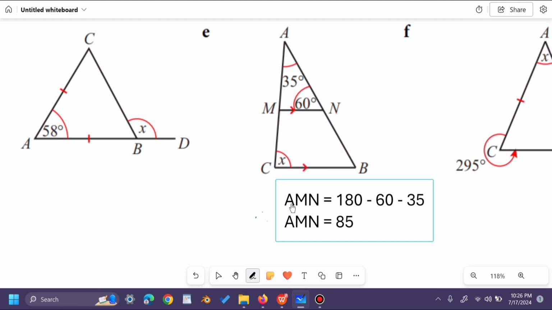Let's just write it down. This is 85 degrees. If this is 85 degrees, that means x is also 85 degrees. Why? Due to corresponding angles.